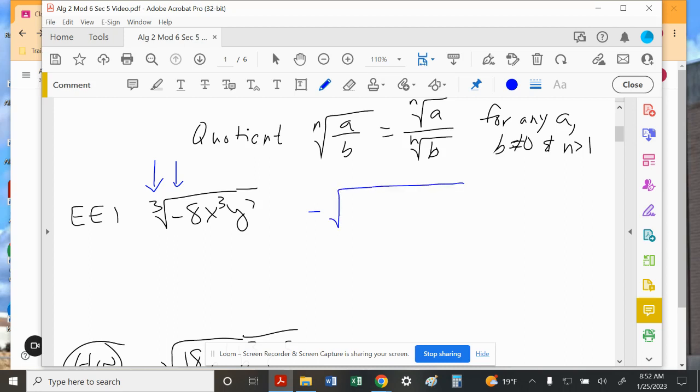If it was an even root and we had a negative, then I could not take a negative out, because remember, then we get imaginary numbers, and so we wouldn't be able to do that. But I can do that in this case.